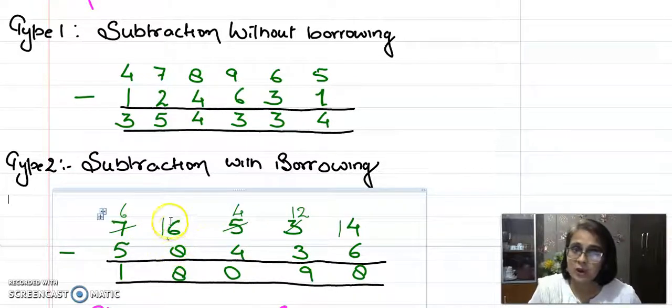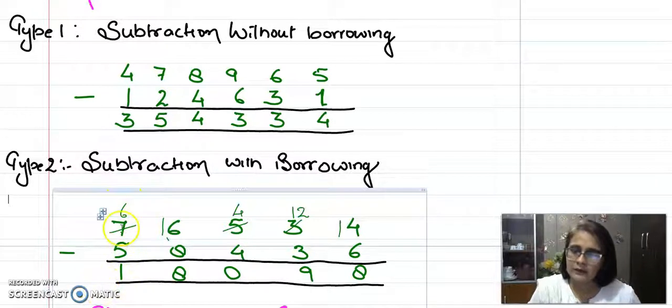क्योंकि 6 तो 8 से क्या हो गया? छोटा. So what will I do? I'll take one number from the digit under the 10,000 place. Yes or no? So I take one number from 7. So 6 becomes 16. And 7 will become 6. वो 1 से क्या हो जाएगा? Reduce. Right? Now 16 minus 8 is 8. And now let's come to the 10,000 place. In the 10,000 place 7 became 6. And 6 minus 5 is 1.